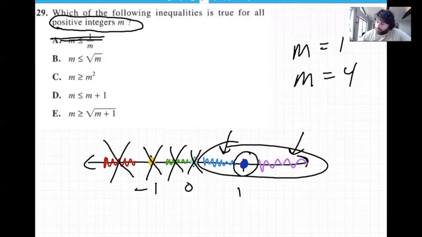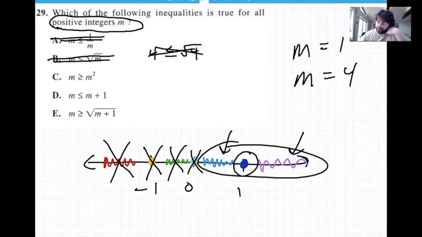All right, B, test number 1. 1 is less than or equal to the square root of 1. That's actually true, so it works for the positive integer 1, but does it work for all the integers above that? Is 4 less than or equal to the square root of 4? No, the square root of 4 is 2. So 4 is not less than or equal to 2. It doesn't work there, which means B is out.